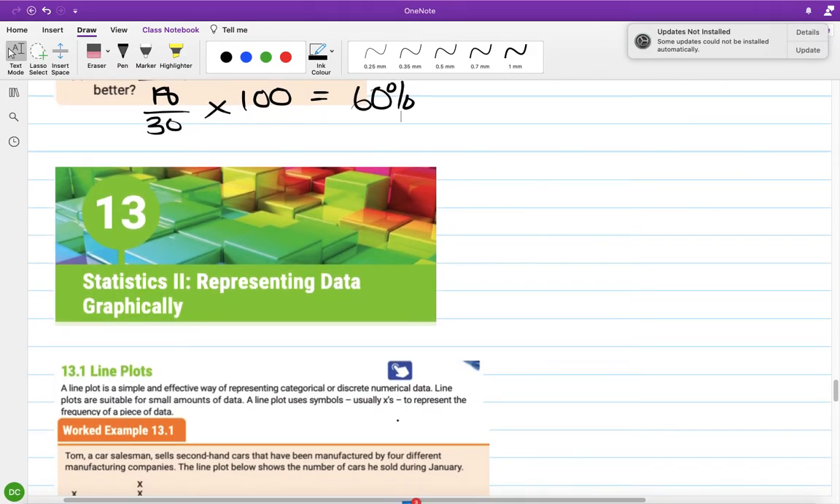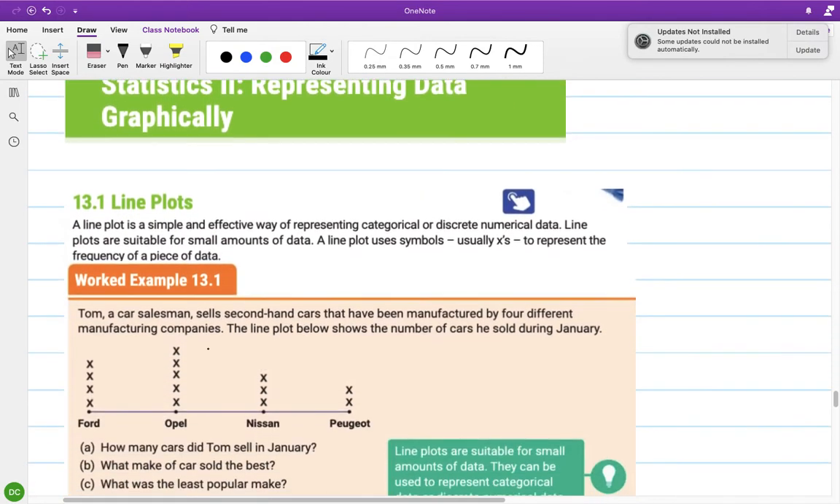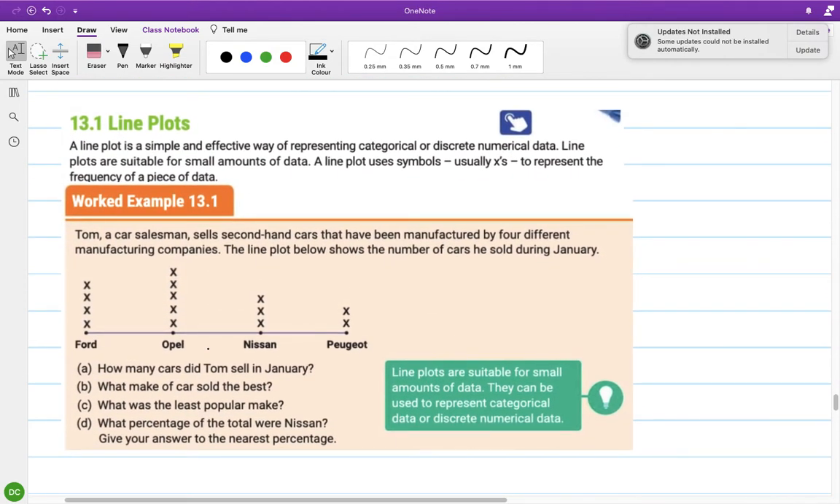Chapter 12 is more about getting the data. Once you have the data, then you have to show it in different charts, and whatever chart you choose depends on the data and what you're trying to display. So we're going to look at, and I'm going to do this today as well, line plots. A line plot is a simple but effective way of representing categorical data or discrete numerical data. So that's what it's used for.